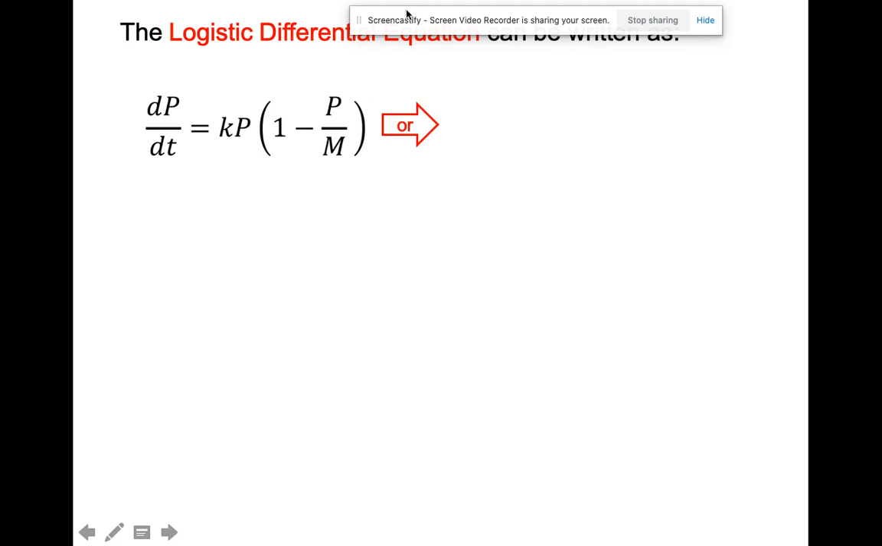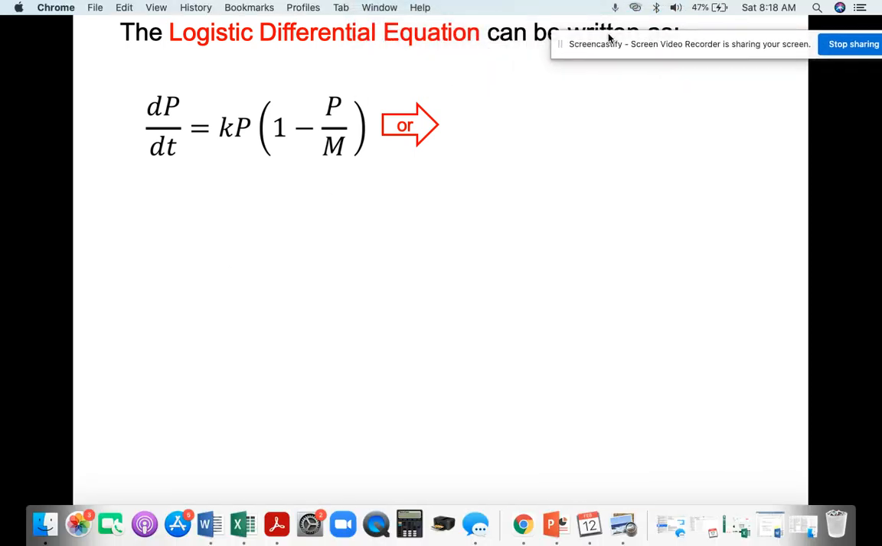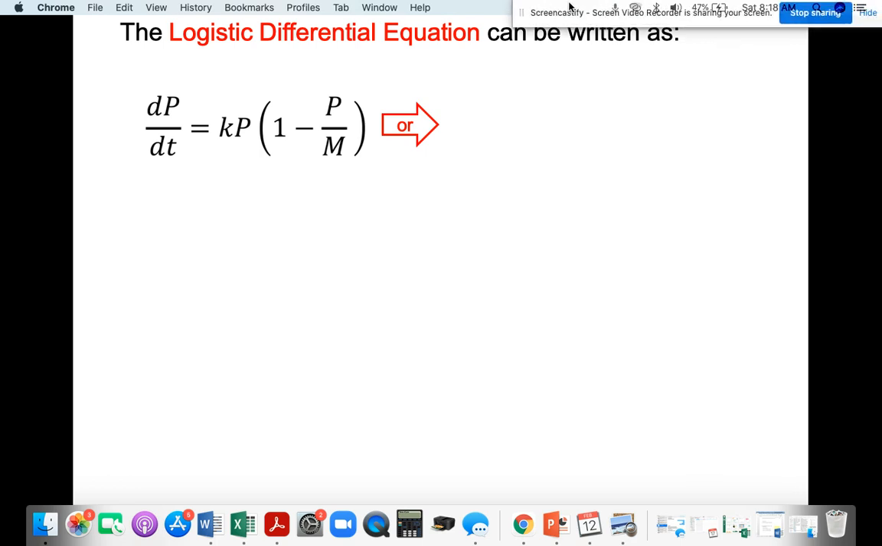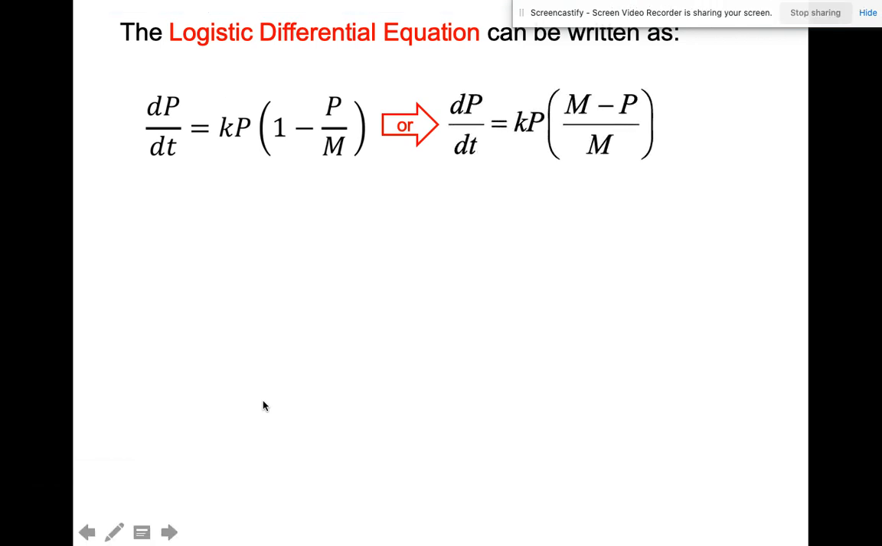So my logistic differential equation can be written this way, where you have the factor multiplying to slow the growth. But I can do some algebra on that and make the equation look that way. Do you see what I did? I just got a common denominator. I made this M over M, and then M minus P over M. Here's what it looks like. Also, since this is all multiplication, I could float that division by M outside and make it look like that.